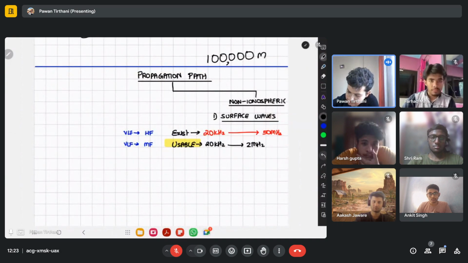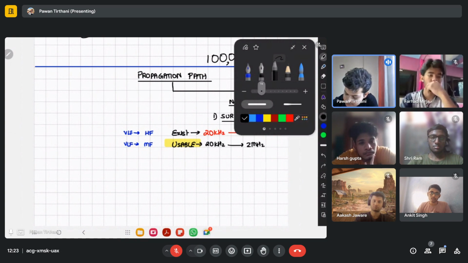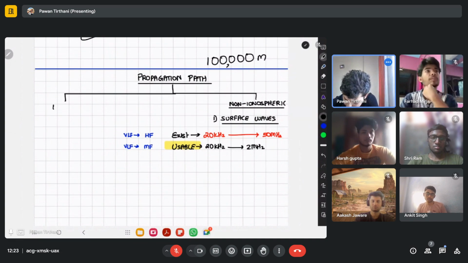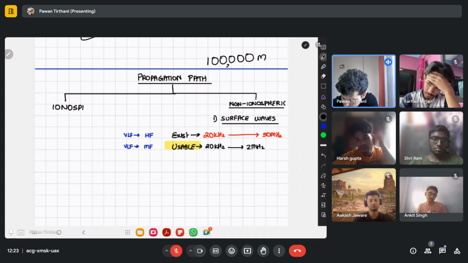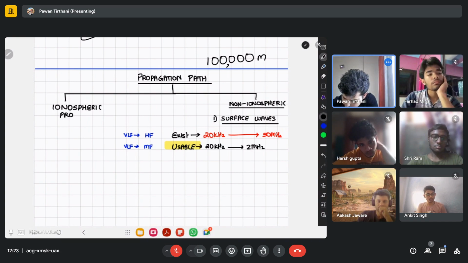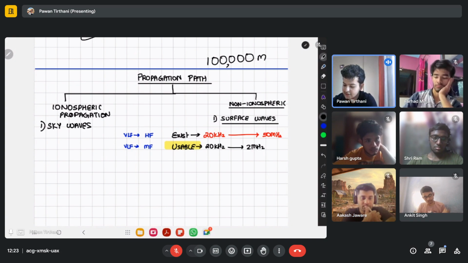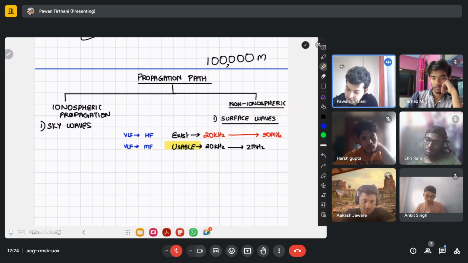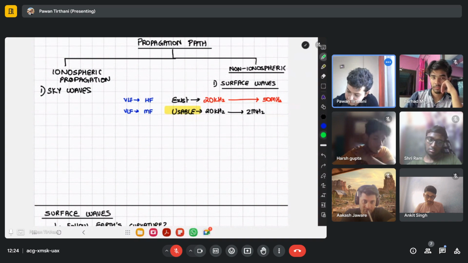that this is the first type of ionospheric propagation that we are going to study. And what is the name of this propagation? It's called surface wave, nahi, sky wave. Just like surface waves, it extends from 20 kilohertz to 50 megahertz.